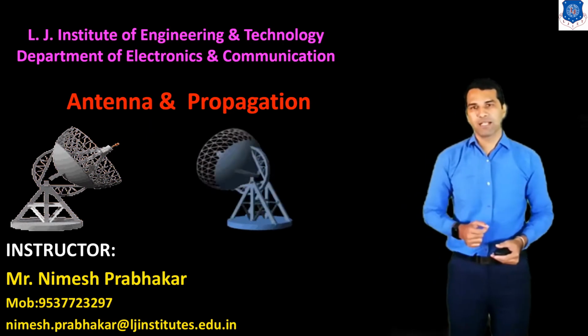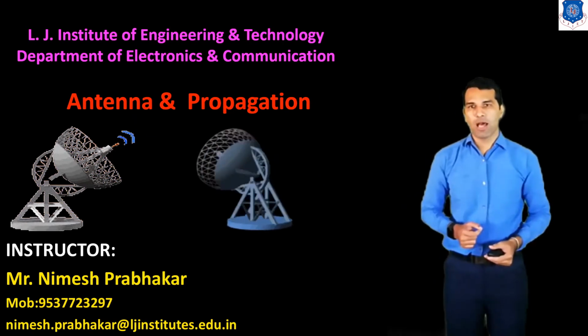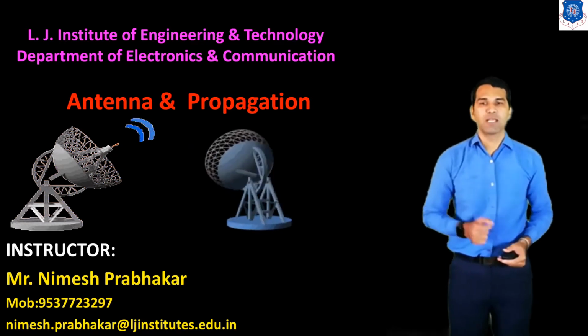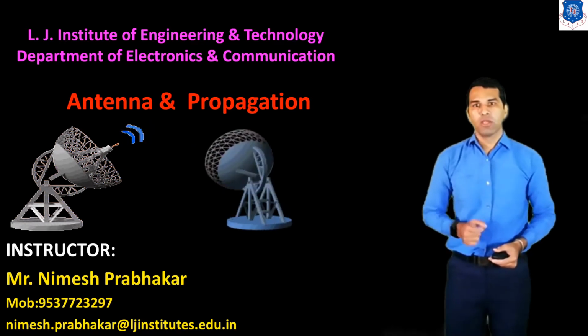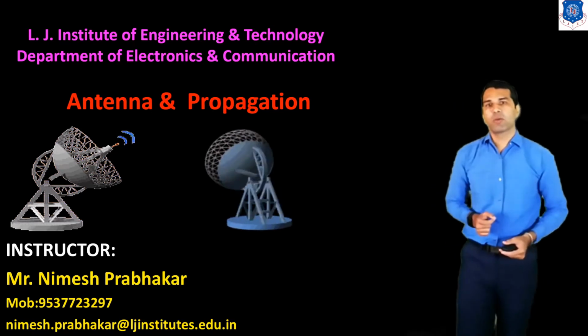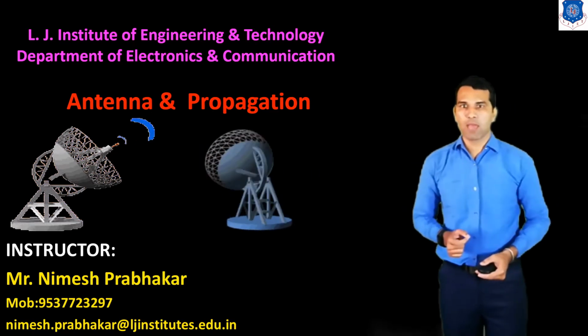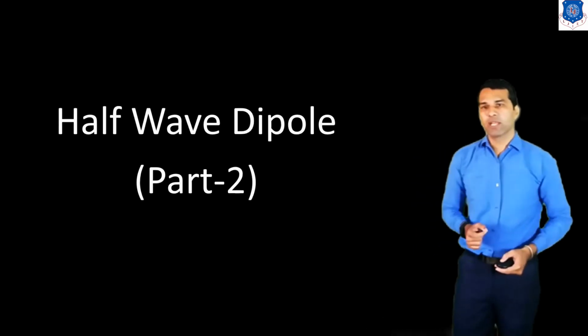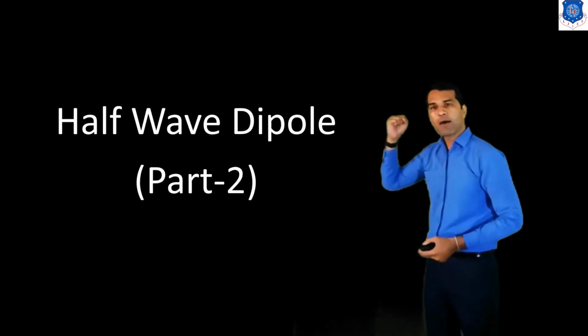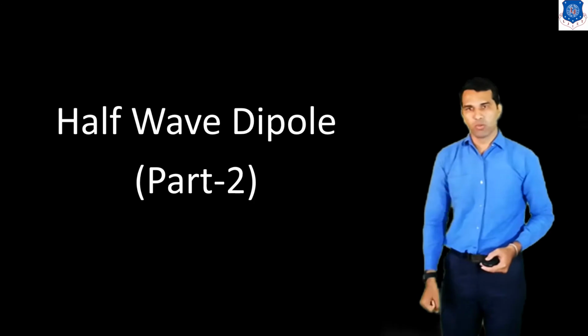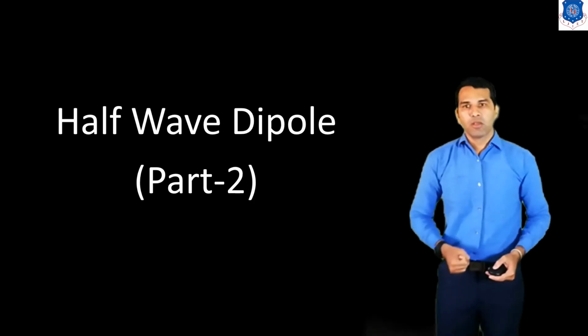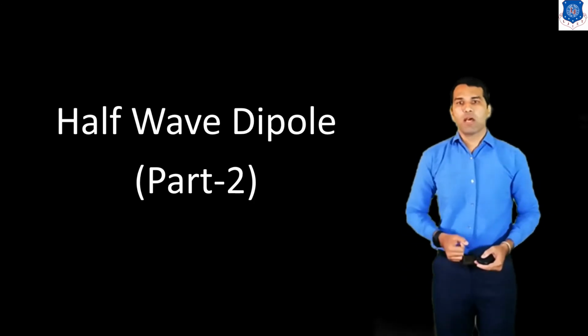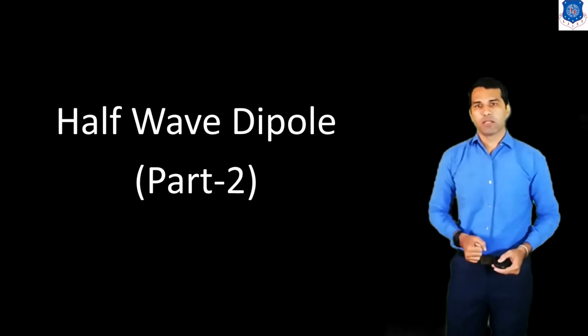In my previous lecture, we discussed the half wave dipole, that means lambda by 2 dipole. In that lecture, we discussed part 1 of the half wave dipole antenna. Now, in this lecture, we continue that topic, that means half wave dipole antenna part 2. Now, we discuss the analysis of the half wave dipole antenna.